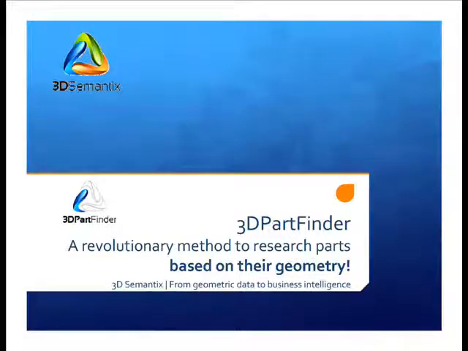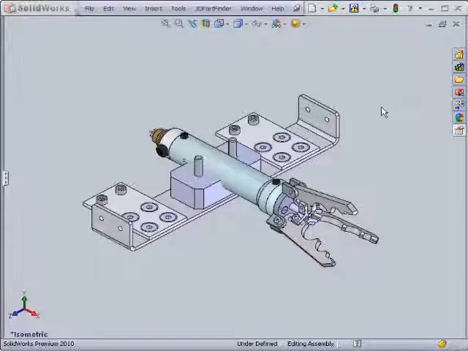3D Part Finder, a revolutionary shape search engine for parts. In this video, we will demonstrate how 3D Part Finder finds within your company's database parts which are similar in shape to a reference part. In this case, a designer has modified a manipulator so as to increase its capacity.